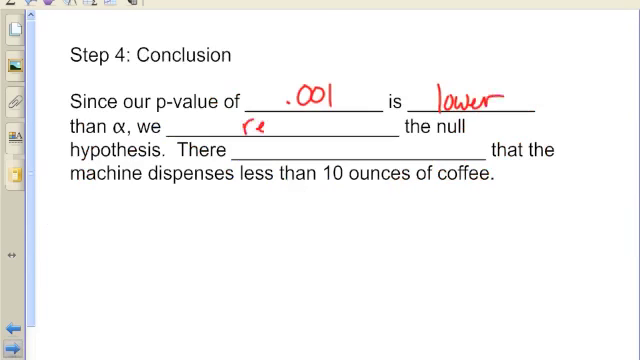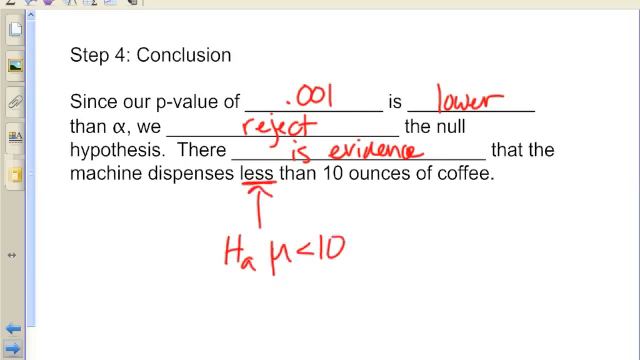So that means we reject the null hypothesis. That means there is evidence that the machine dispenses less than 12 ounces of coffee. Notice this says less because our alternative was that it was less than 10. This agrees with our confidence interval that we did last time. Remember, that confidence interval did not contain 10. That's evidence that we're getting less than 10 ounces.